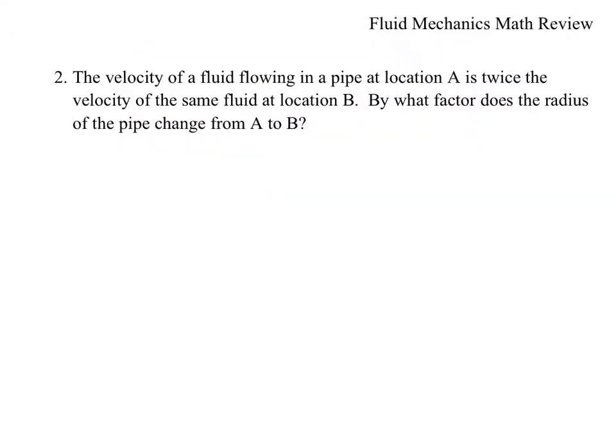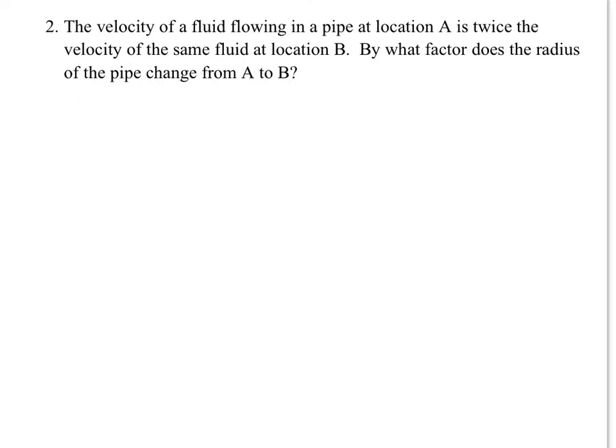All right, the last one. This one's a little bit more straightforward now. The velocity of a fluid flowing in a pipe at a location A is twice the velocity of the same fluid at location B. No numbers again, right? So it's twice. By what factor does the radius of the pipe change from A to B? Nothing about numbers here, but we have enough information to continue.